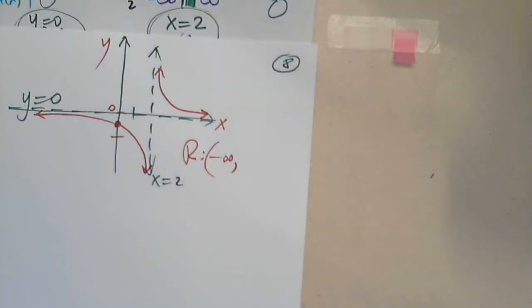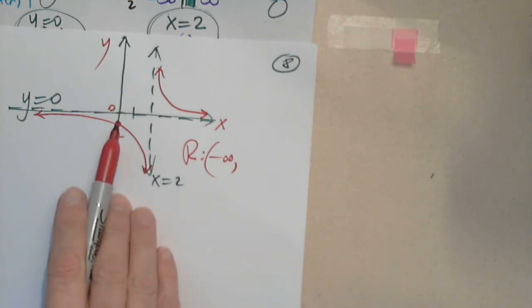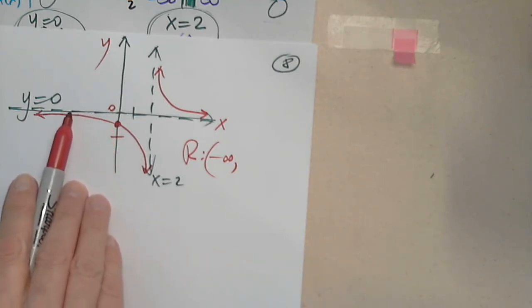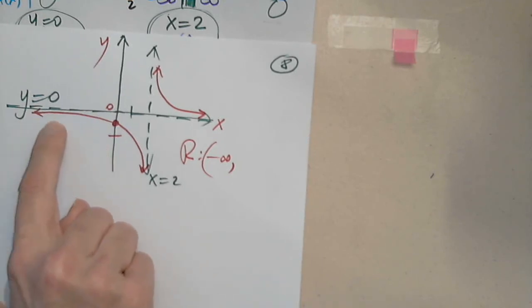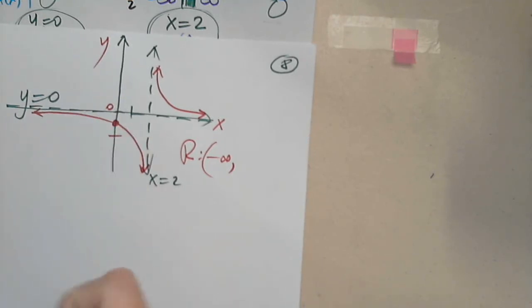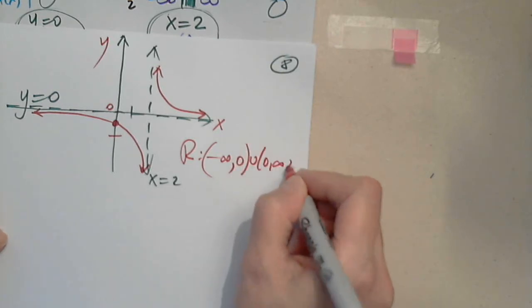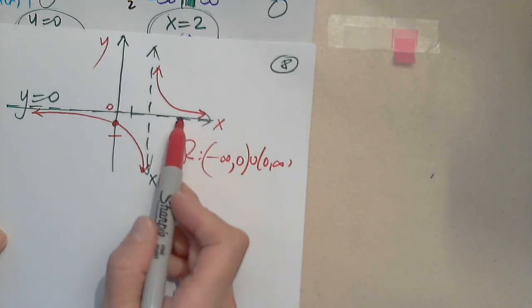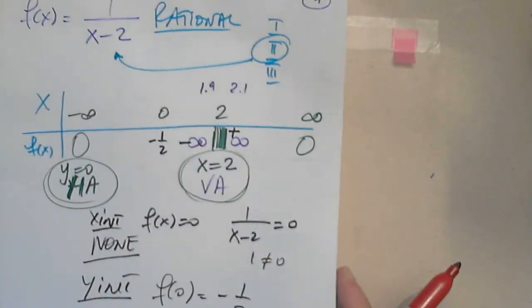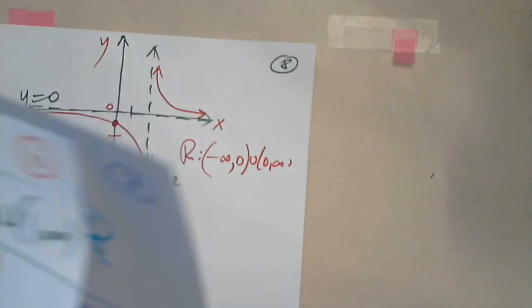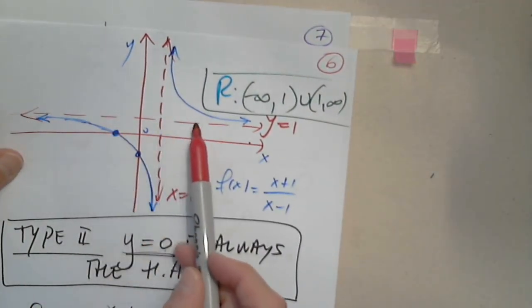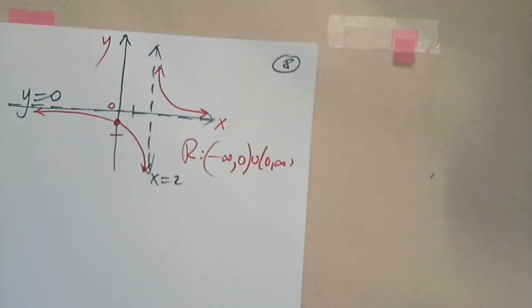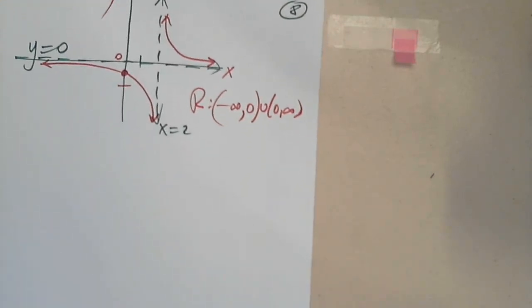Where is the gap? Negative 1/2 is here, but I still have a graph here. Negative infinity to 0, 0 to infinity. The gap is at 0, where the horizontal asymptote is. Same thing with the previous one. Any questions? There is an exception to both of these functions, and we'll talk about that.